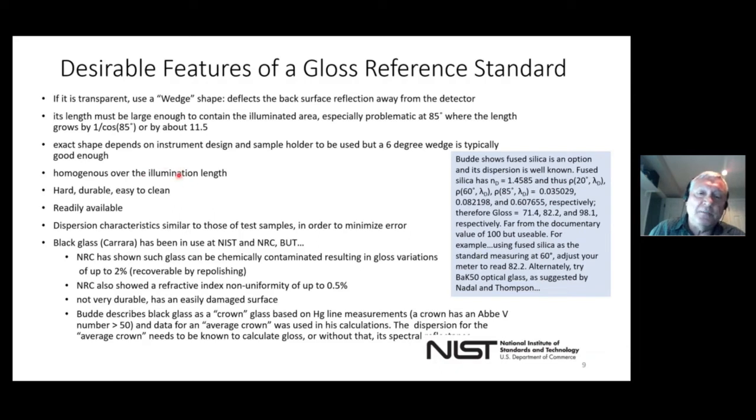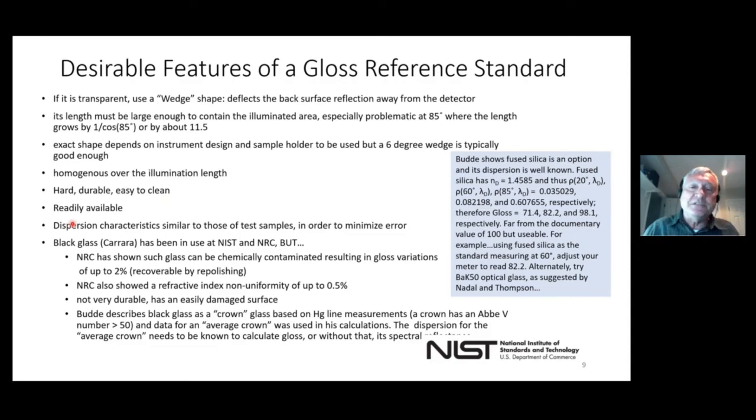The standard should be homogeneous so that the refractive index over the length of the illuminated area is the same. It should be hard so it doesn't scratch easily, durable so that it doesn't wear, and easy to clean. It should also be readily available so that it can be easily reproduced and to keep costs to a minimum.